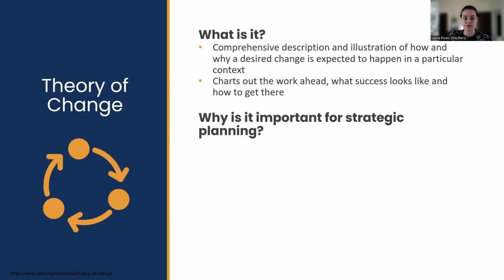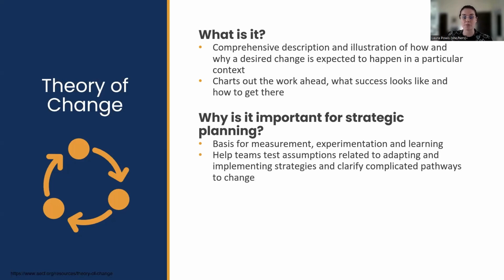And why is it important for strategic planning? It is a really strong basis for measurement, experimentation, and learning. What that means is your theory of change can be very helpful in establishing your evaluation plan. You'll want to build your plan off of your theory of change often. And in terms of that experimentation and learning piece, just like Salome was mentioning that you have KPIs related to process and outcomes, you can have both process and outcome measures built into your theory of change. So they can be really critical for continuous quality improvement and making sure that you are thinking about and learning from your approaches.